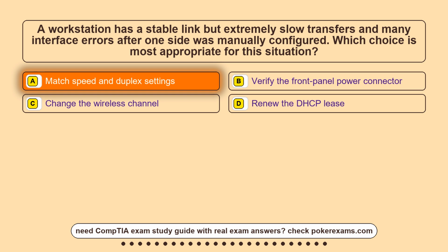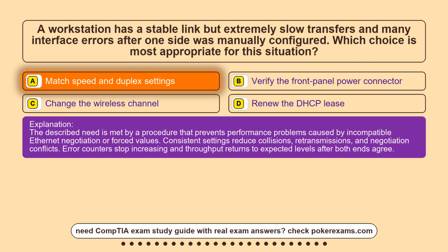The correct answer is option A. Match speed and duplex settings. The described need is met by a procedure that prevents performance problems caused by incompatible Ethernet negotiation or forced values. Consistent settings reduce collisions, retransmissions, and negotiation conflicts. Error counters stop increasing and throughput returns to expected levels after both ends agree.